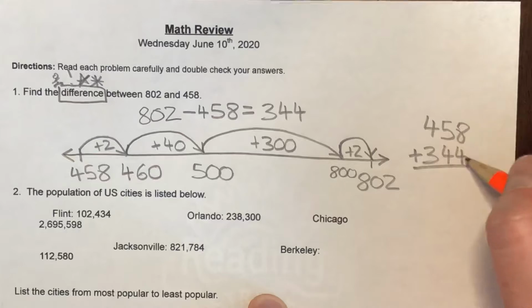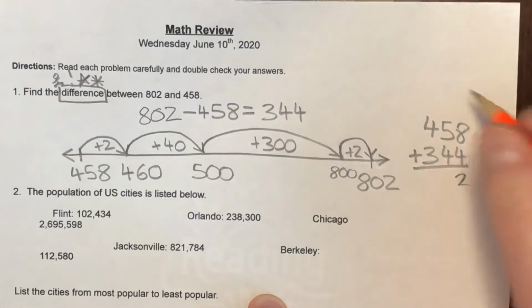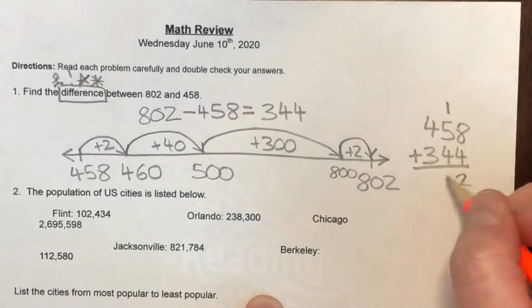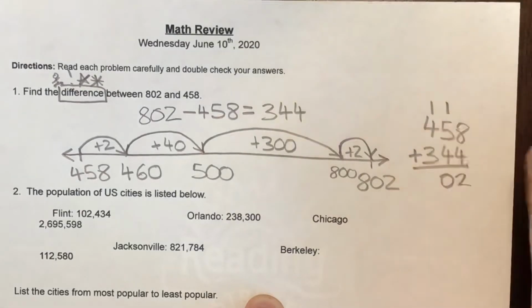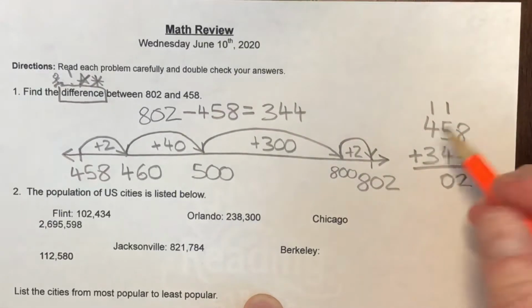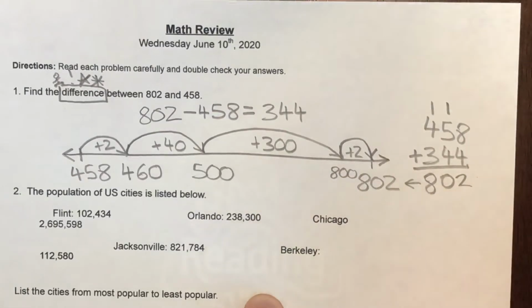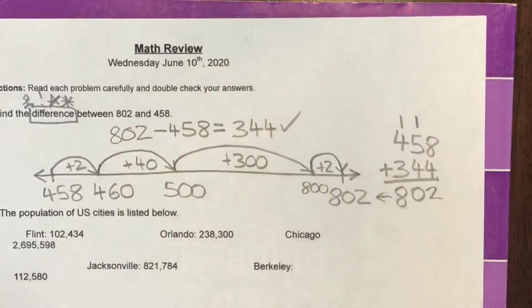Here we go. 8 plus 4 is 12. I put the 2 here in the ones place and regroup a 10 to the tens place. 1 plus 4 is 5, and 5 plus 5 doubles fact gets me to 10 again. 1 plus 3 is 4, and 4 plus 4 is 8. 802 matches the number that we got, so I know that my answer is correct.